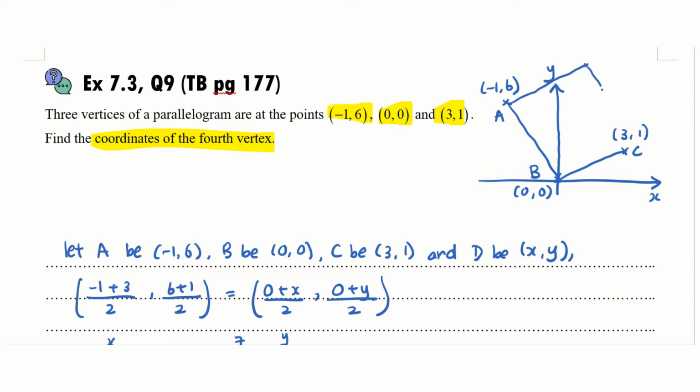So the parallelogram would probably look something like that, where D is somewhere over here. I'm not too sure. Alright, so let's continue with our working.